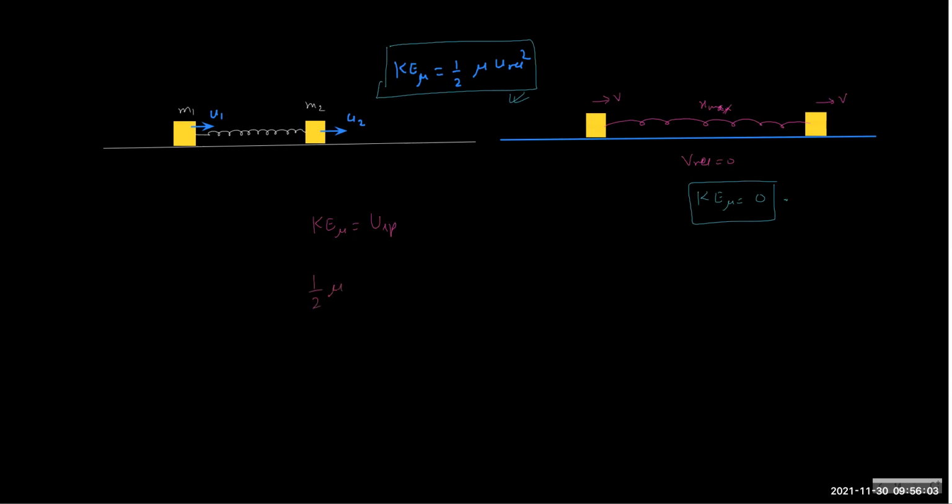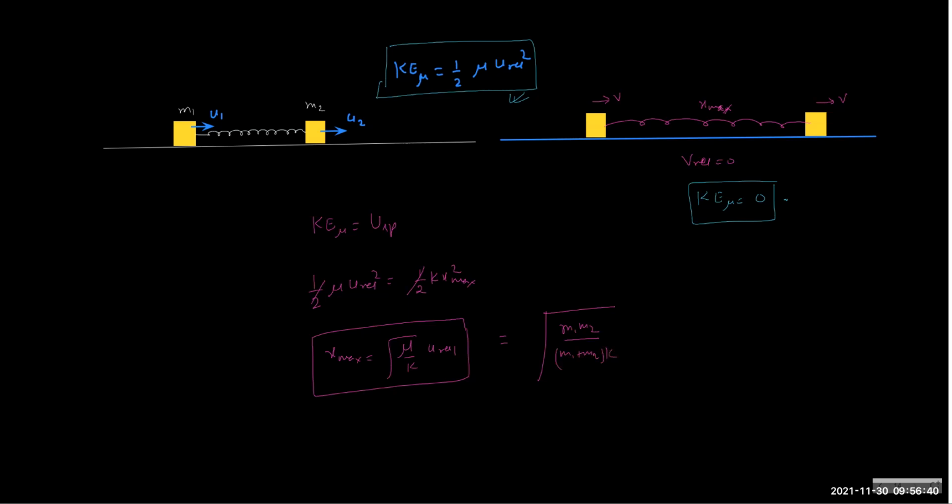And therefore, the only formula we need to write to solve this question is half K x max squared, which will simply give you the answer: the square root of mu by K into U relative, and you're done. Understood? How much time will it take to solve this question? Almost no time. So your answer for this question is m1 m2 by m1 plus m2, into K, into mod of 1 minus 2. I don't know which one is bigger, and I'm done.